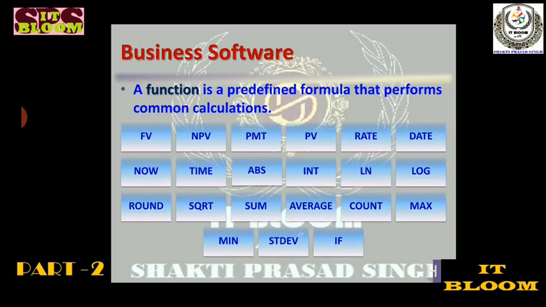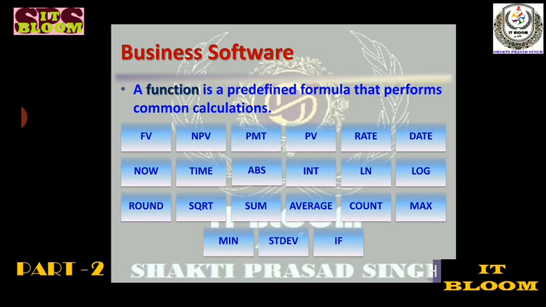Next one is the round function. The Round function returns a number rounded to a given number of digits. Right? It will be given as a round figure, the whole figure. The square root function returns the square root of a positive number. Whatever number you have given, if you use the square root function SQRT, it will give the square root of the number.